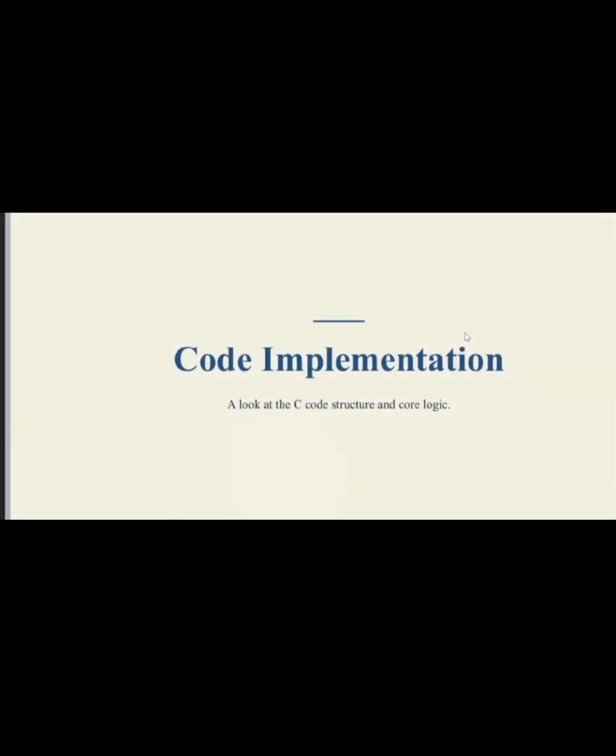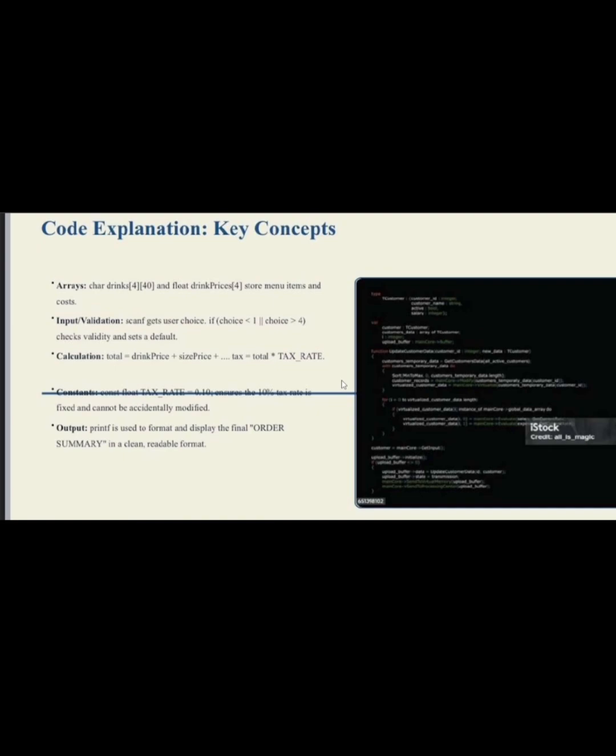This C code implementation is so critical. We had to build a system from the ground up to fix this, and it all starts with organizing the menu and validating the input. We have 5 elements in this code. The first one is array, the second one is input or validation, where we take input from the user. The third one is calculation. The fourth one is constant with a 10% tax rate. And the fifth one is output, where we display the order summary.